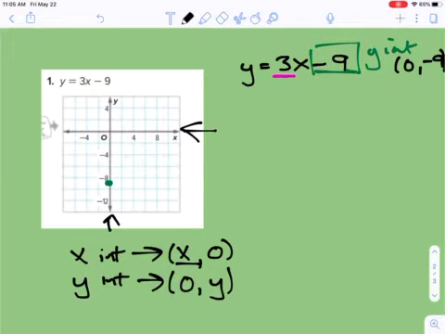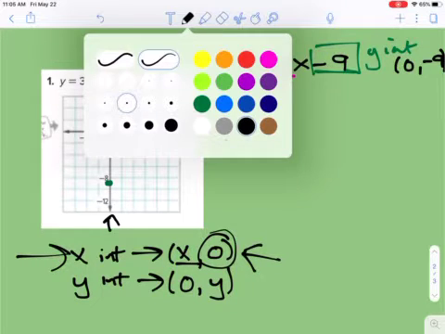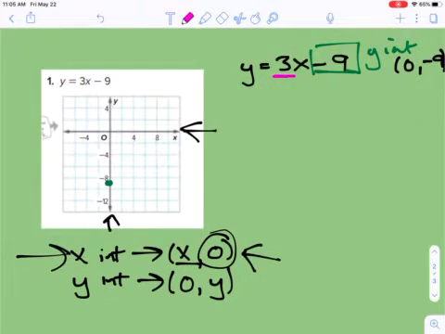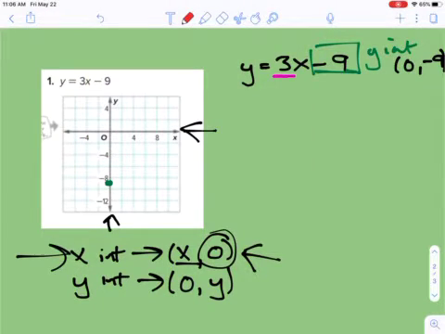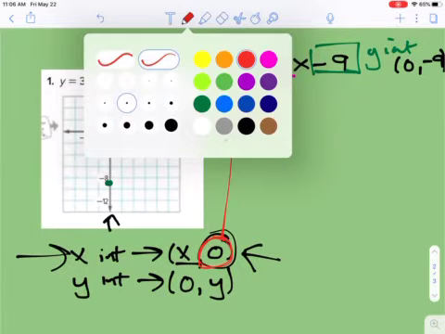So I know my y-intercept, and that gives me the point (0, negative 9). But if I'm going to find my x-intercept, make that connection that y is equal to 0. And if you know y is equal to 0, all you have to do is take that y value, we'll use red, and substitute it in for y in this equation. So you have 0, and then you write the rest of the equation out.